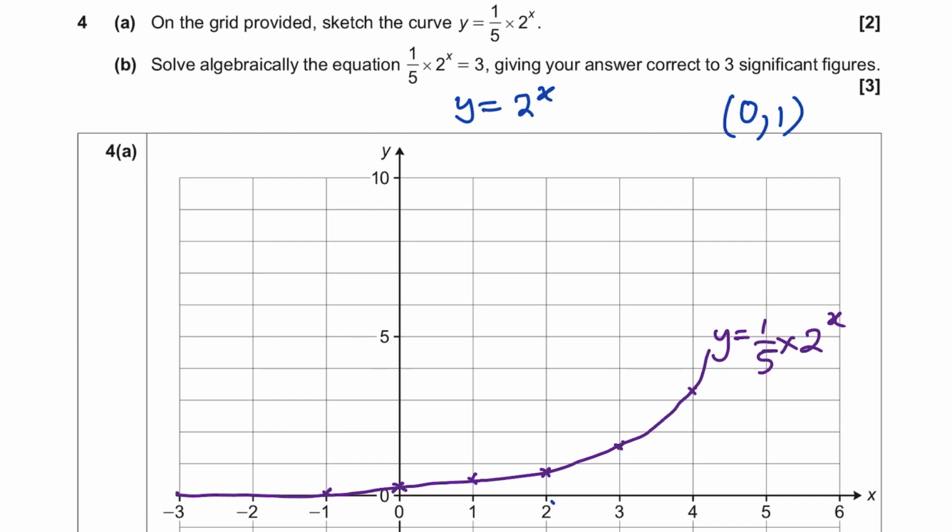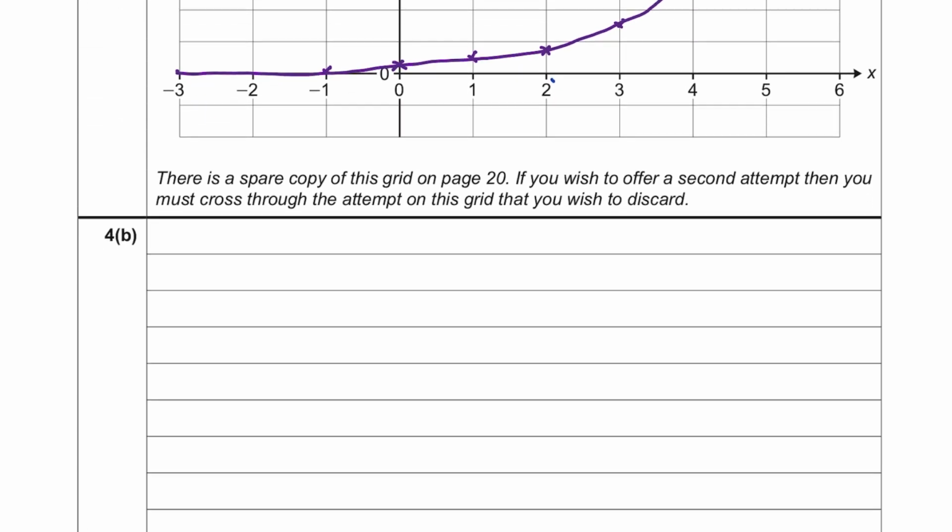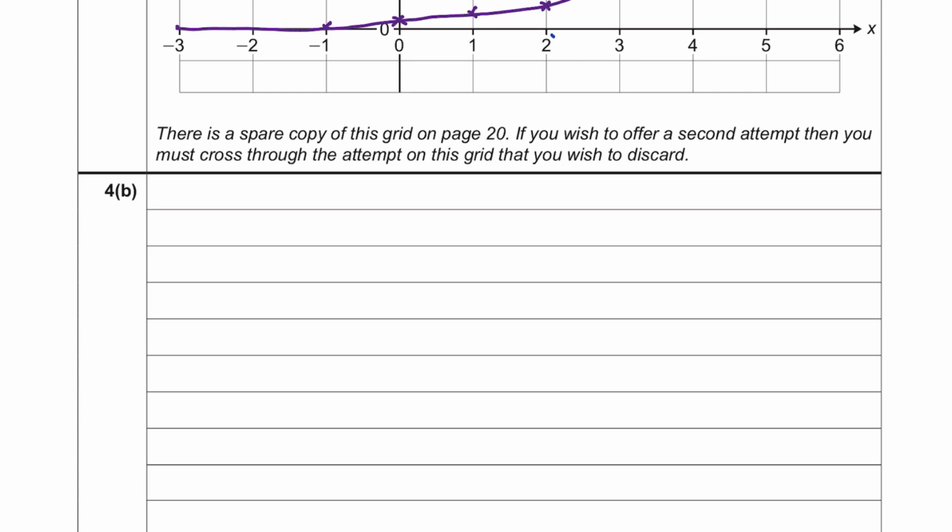Okay, let's have a look at part B, which wants us to solve the equation a fifth times 2 to the x equals 3, and to give our answer to 3 sig fig. So let's try to make 2 to the x the subject. So we can multiply both sides by 5 to make 2 to the x equals 15.